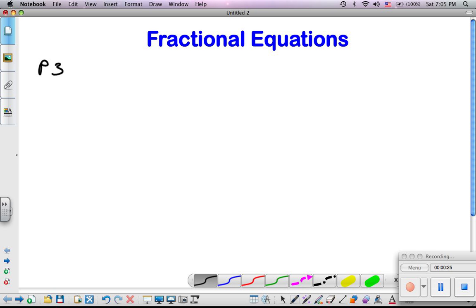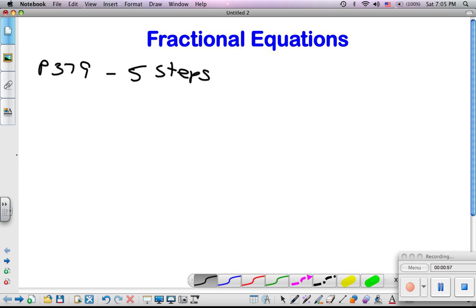Page 379 gives you the 5 steps, which I'll go ahead and repeat here. So we want to write the domain, very important to write down the domain. Multiply both members of the equation by the smallest expression needed to eliminate all the fractions. That will result in a polynomial equation. You want to discard any extraneous solutions and then write the solution set. So we'll do those 5 steps on a couple of examples here.